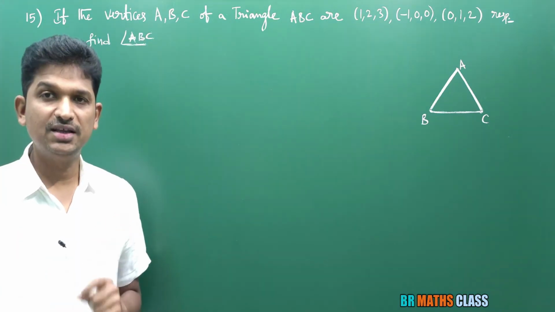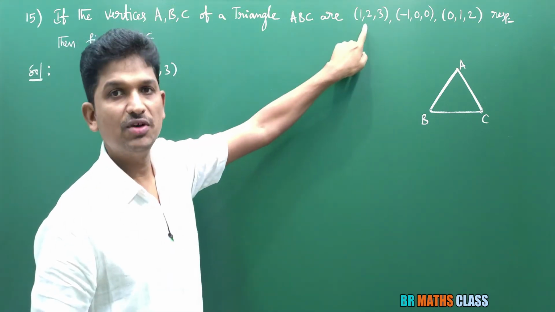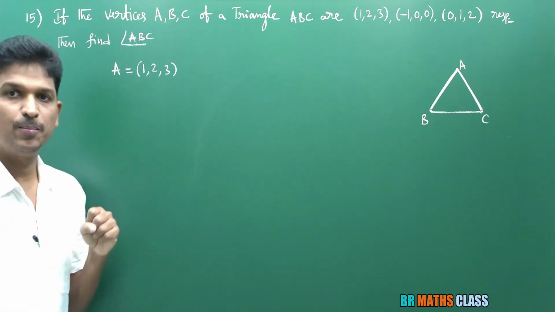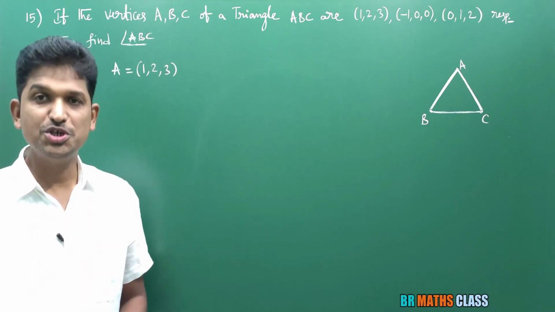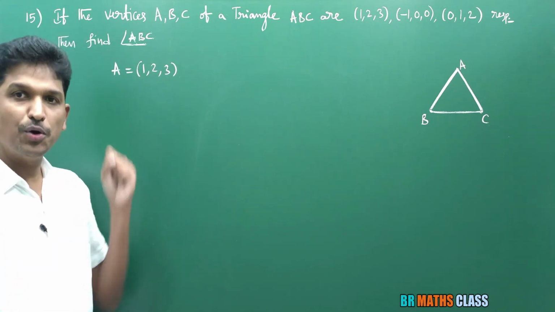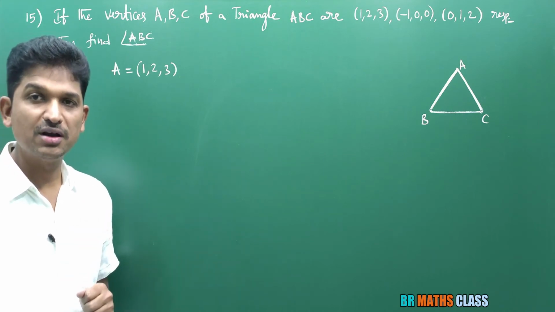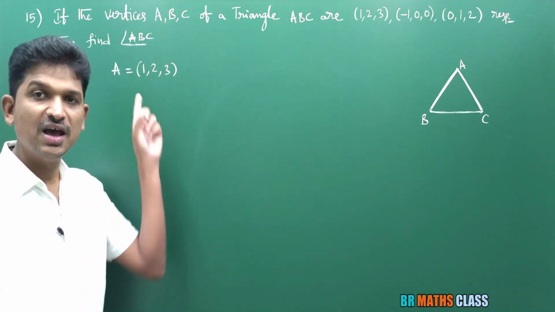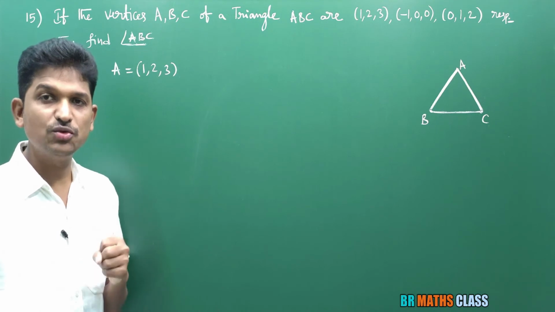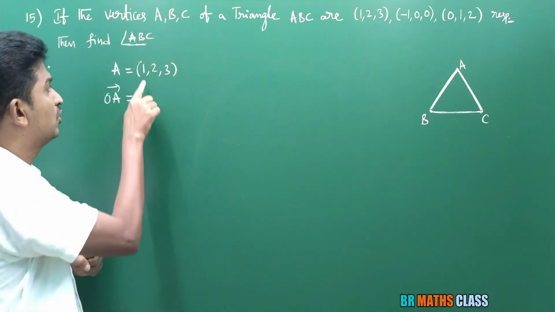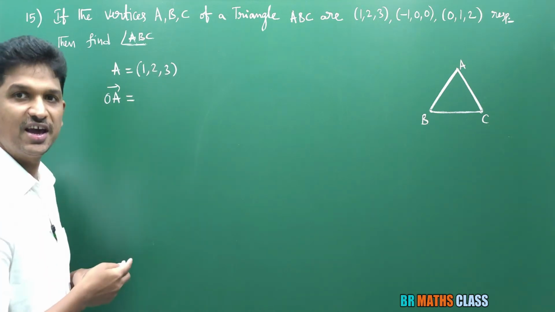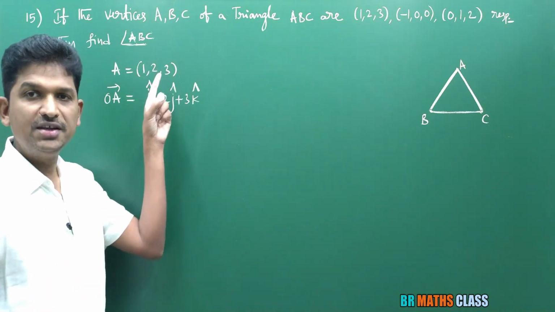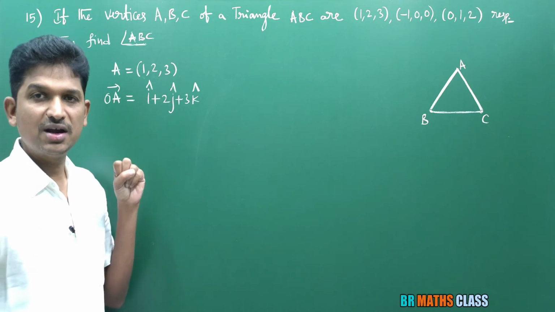First, I'll write the given information. This is vertex A. I written A. You know that every point can be expressed in terms of its position vector. As they given the point A, you can write OA bar. This we learn in first exercise. As they given point A, you can write OA bar. What is OA bar? OA bar is I cap plus 2j cap plus 3k cap. So when they given point A, you can write OA bar like this.